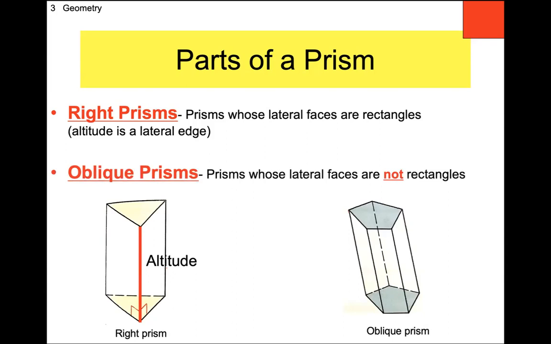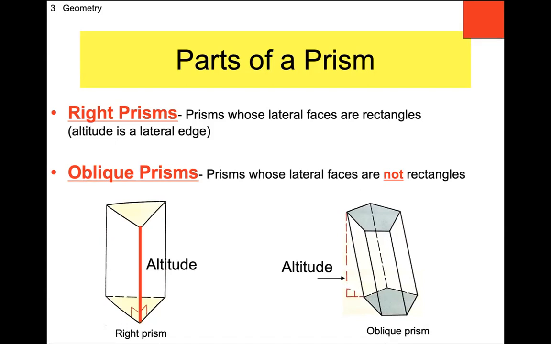Oblique prisms. Prisms whose lateral faces are not rectangles, but they are going to be parallelograms. All right, looks like we're almost ready. Oh, and the altitude would be measured, remember, perpendicular from base to base. Sometimes that red dotted line there will be at the center. Other times it will be set off to the side there. In this case, they did it that way.